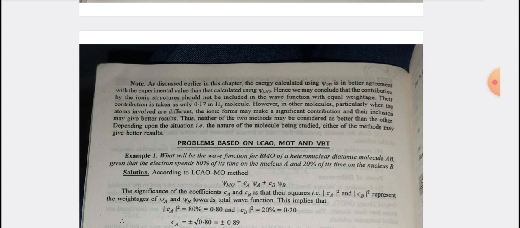Hence, we may conclude that the contribution by the ionic structure should not be included in the wave function with equal weightage. Their contribution is taken as only 0.17 in the H2 molecule. However, in other molecules, particularly when the atoms involved are different, the ionic forms may make a significant contribution and their inclusion may give better results. Thus, neither of the two methods may be considered better than the other. Depending upon the situation, that is the nature of the molecule being studied, either of the methods may give better results. Thank you so much.